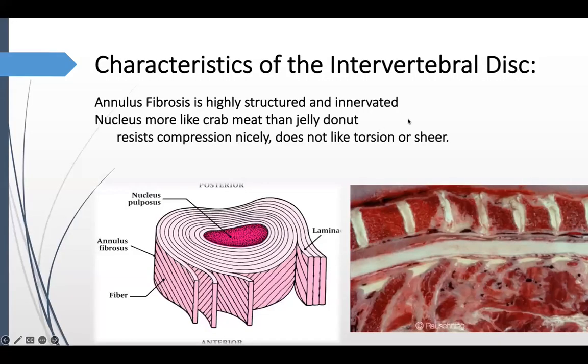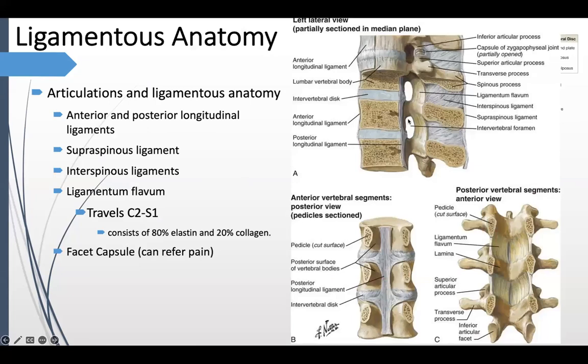So we've talked about the disc. Our next stop is going to be ligamentous anatomy. The first ligaments that we're going to talk about, the largest and probably longest in the vertebral column, are the anterior and posterior longitudinal ligaments. And we'll start with the anterior longitudinal ligament first.